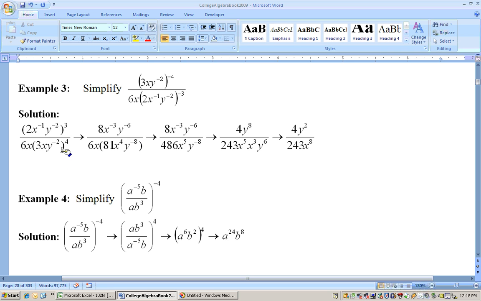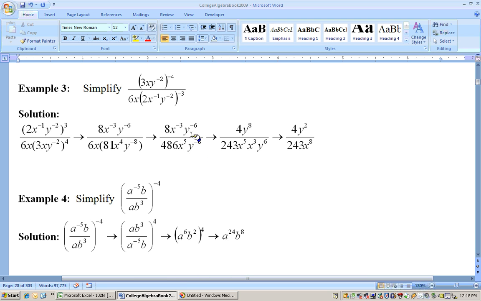Take the 4 through. 3 to the 4th, that's 81. X to the 4th. And then y to the negative 2 raised to the 4th. Multiply those and you get negative 8. Multiply your 6x through. 6 times 81 is 486. This is x to the 1st times x to the 4th, which is x to the 5th. So that's all I did that step.